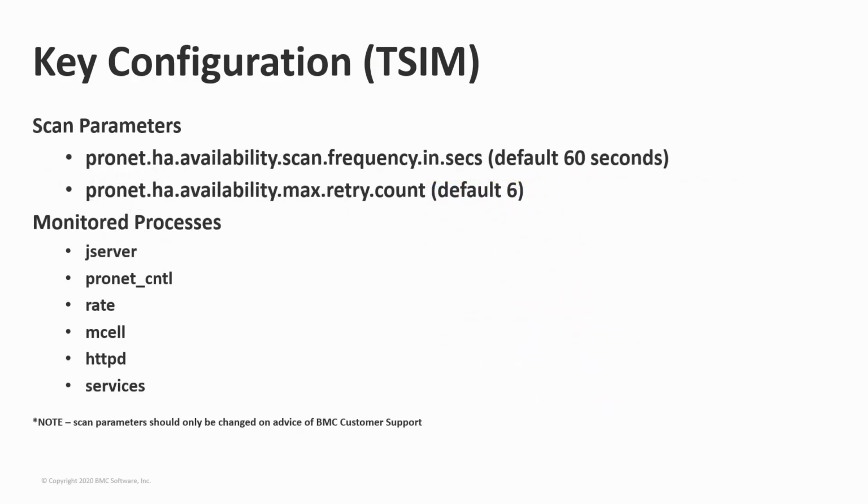We'll now look at some TSIM related parameters. The first parameter controls how often a check is made that a process is still running, and we can see the list of processes that are checked. This parameter has a default of 60.